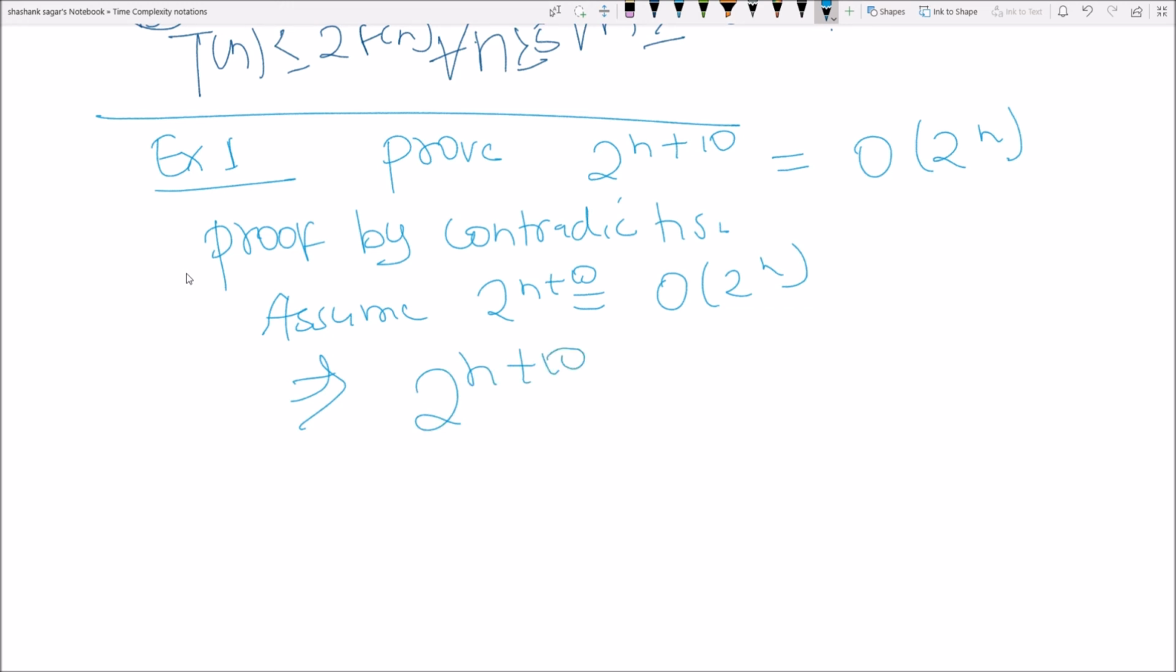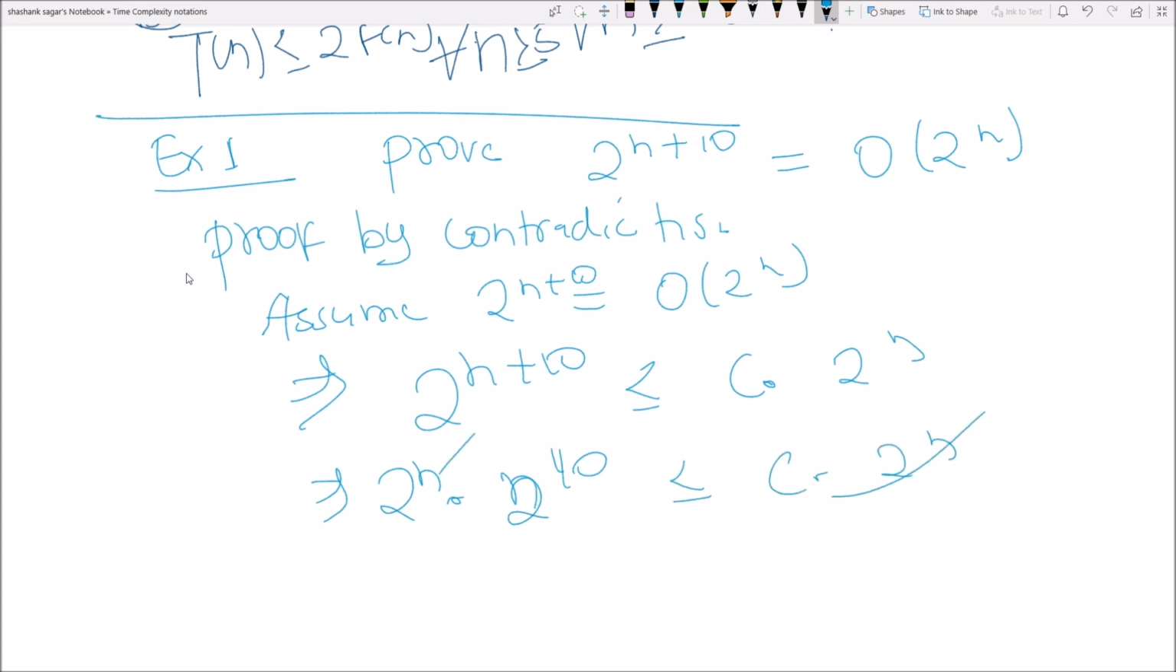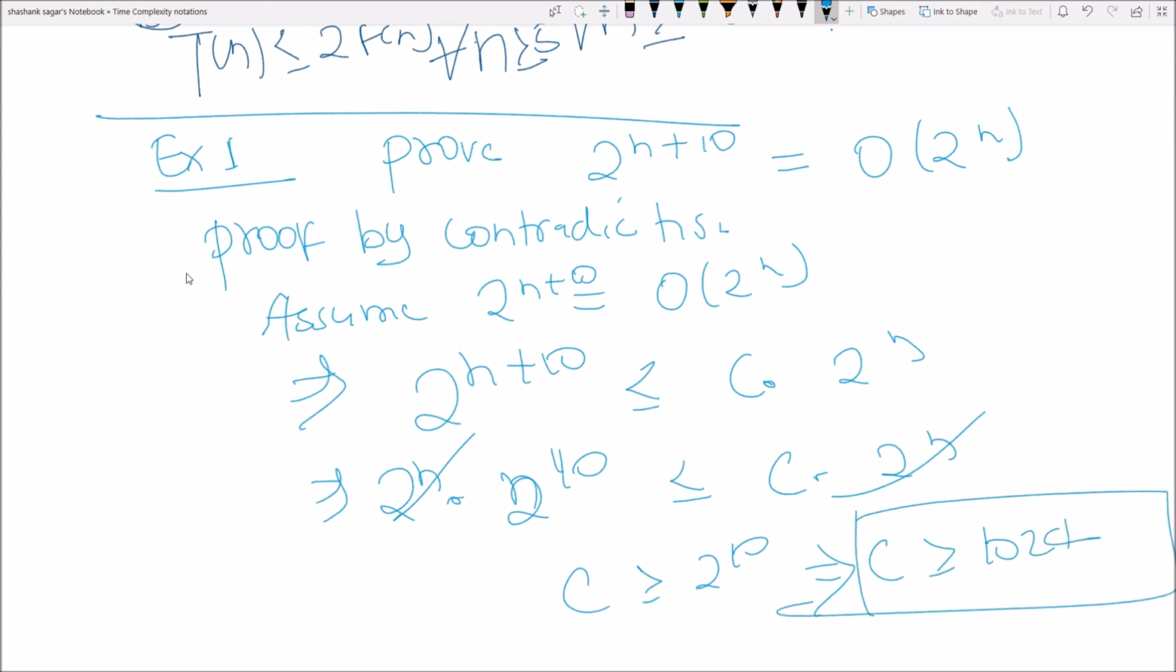2 to the power n plus 10 should be smaller than or equal to c times 2 to the power n. So from here we can say that 2 to the power n into 2 to the power 10 is smaller than or equal to c times 2 to the power n. This cancels. C is greater than or equal to 2 to the power 10, which is 1024. So we got our constant. So we can say that 2 to the power n plus 10 is O of 2 to the power n for c equal to 1024 and n greater than or equal to 1.